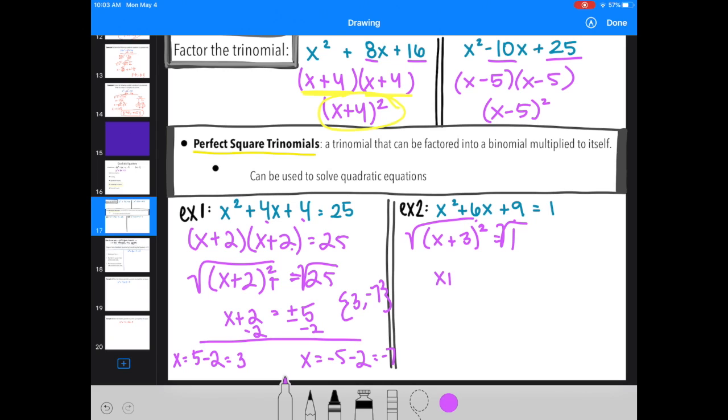All right, to get rid of that exponent, I'm going to take the square root, which gives me x plus 3 is equal to plus or minus 1. So x is equal to, if I subtract my 3 over, 1 minus 3, or x is equal to negative 1 minus 3. So x is equal to negative 2 or negative 4.